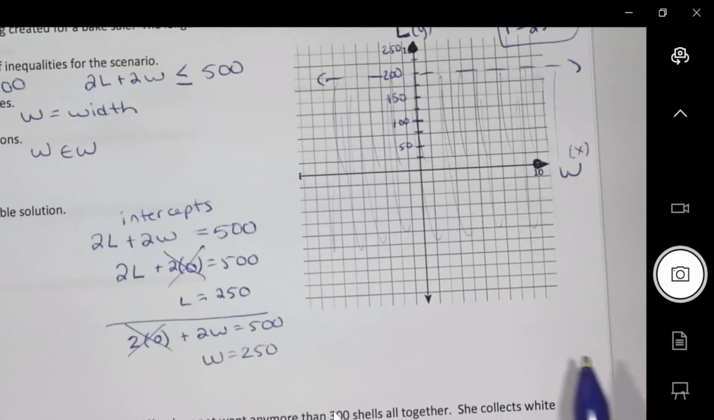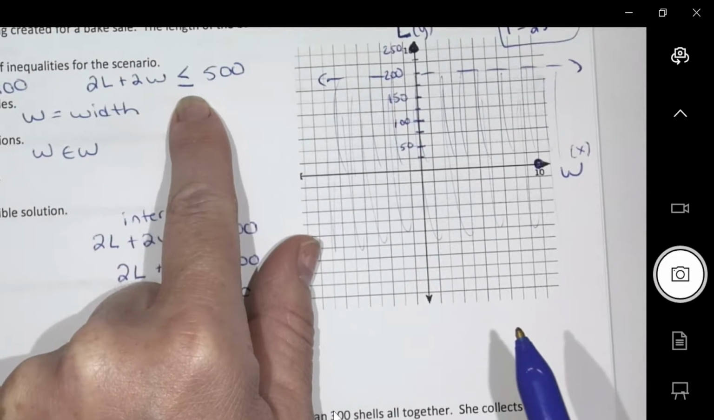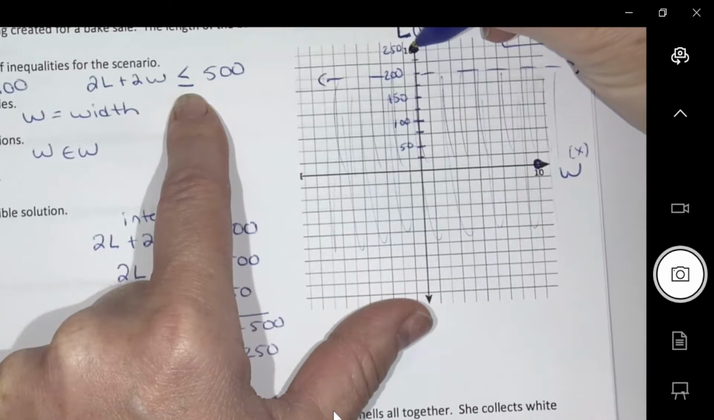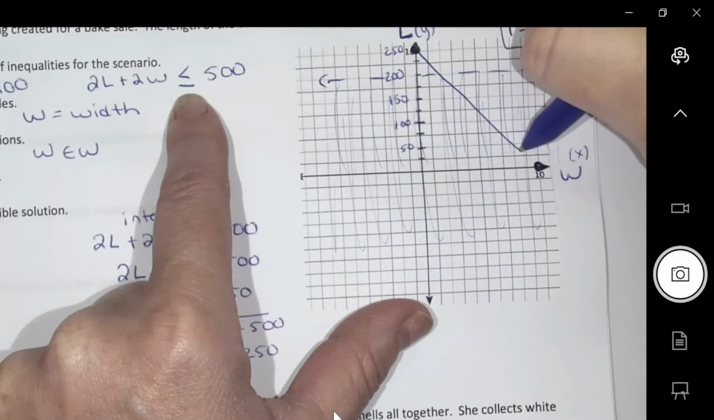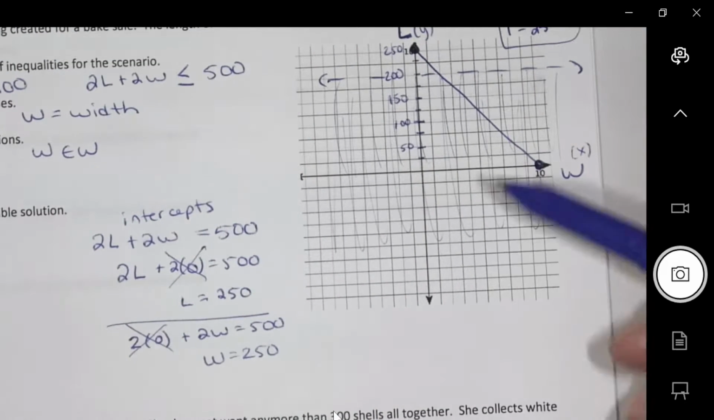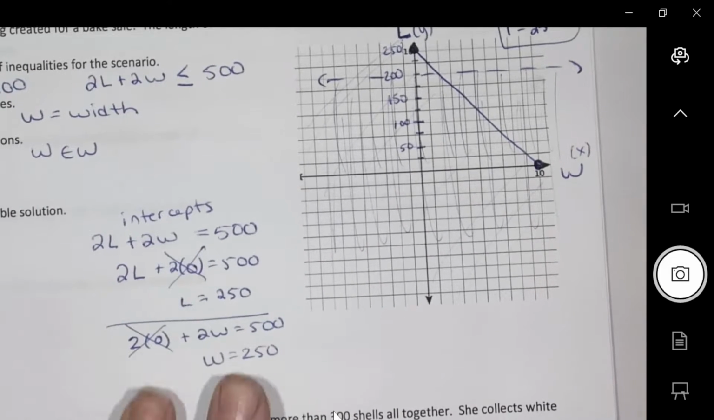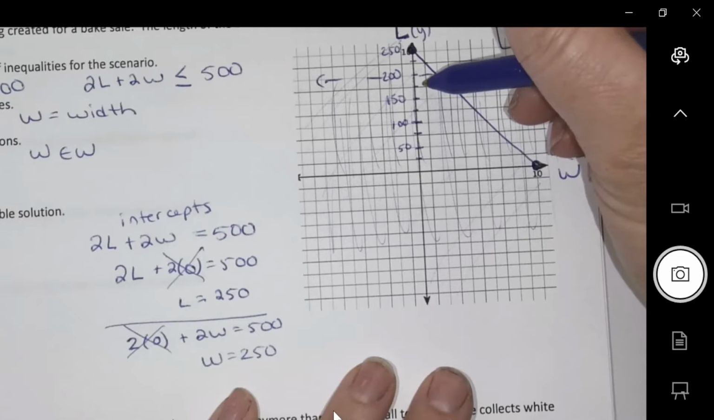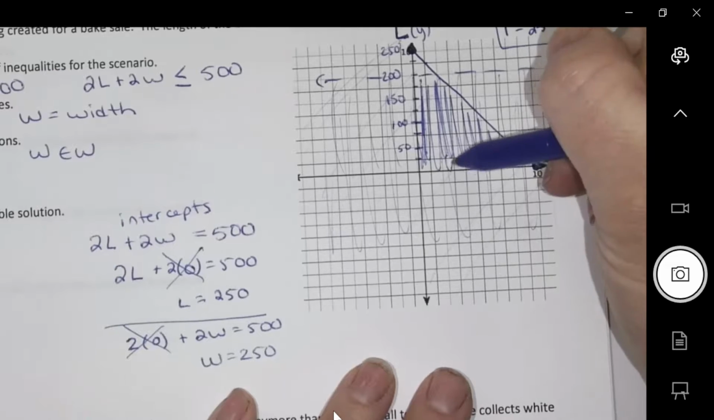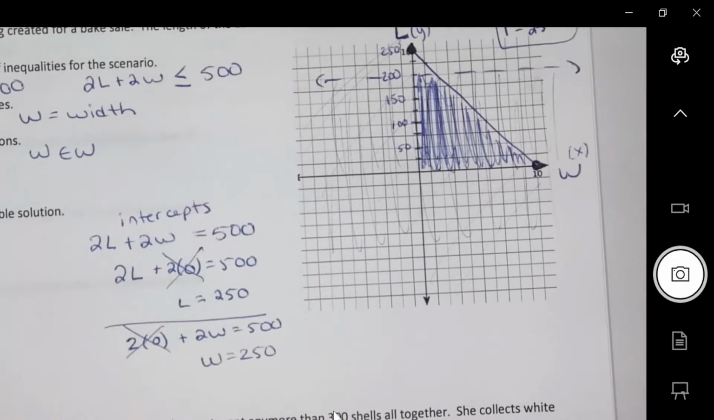Okay, what kind of line do we want to draw? Looking at this kind of line. Dashed, solid. So this one can be solid. Okay, and we have to be less than that line. So what works? Anything in this zone works.